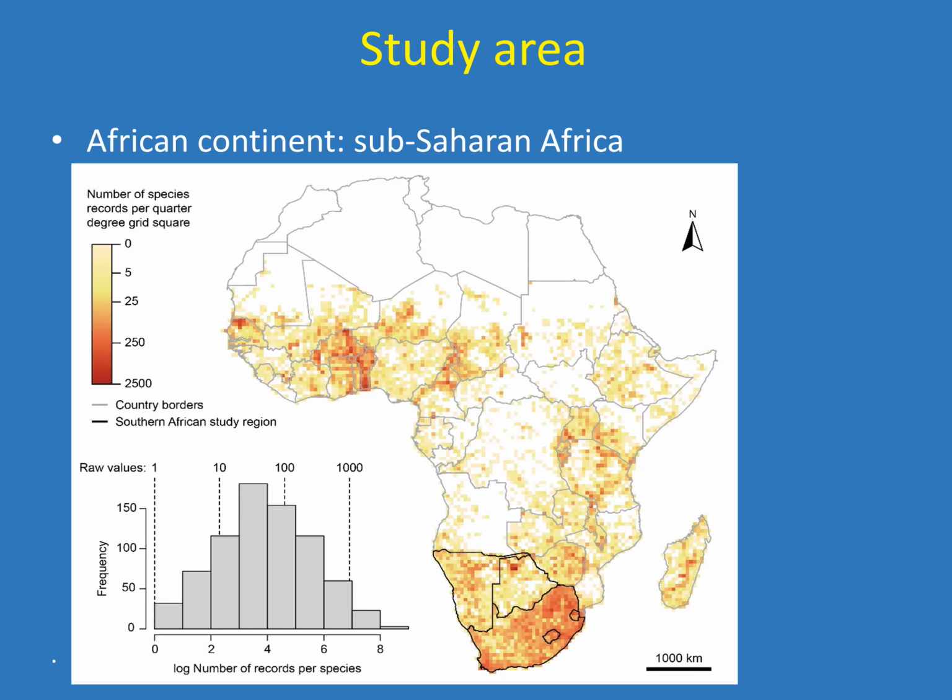Our study area is sub-Saharan Africa, and we assessed 757 grass species that are found in Southern Africa in 5 countries, which are bolded in black. You can see that it's Namibia, Botswana, Swaziland, Lesotho, and South Africa. But the study covered the whole of sub-Saharan Africa, including Madagascar.